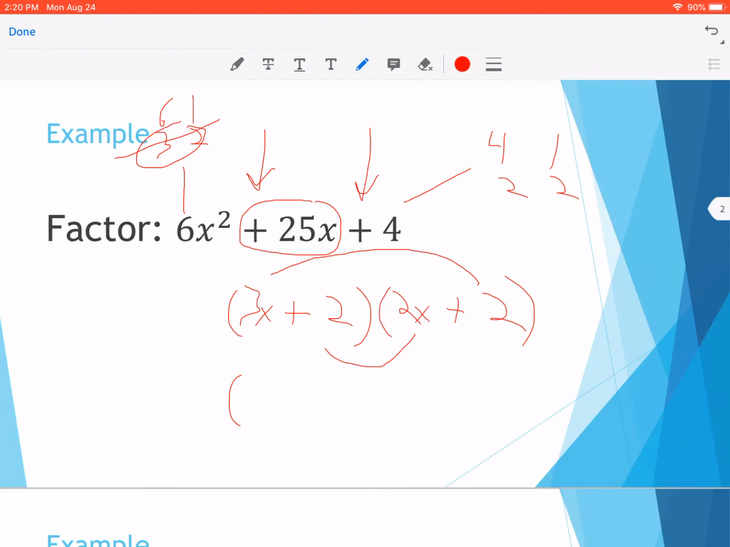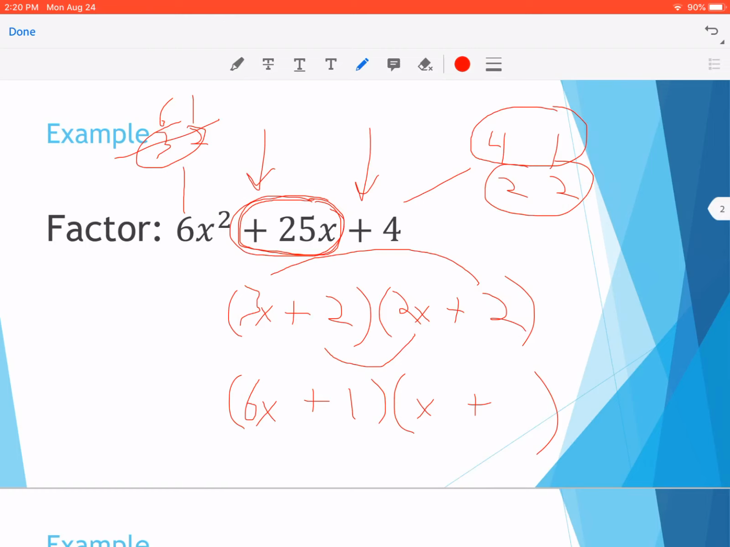So let's look at it again. Remember, I need a pretty high middle number here. So why don't we try 6 and 1? Remember, 6x times x, that's the same as 1x. You know you got pluses and pluses here. Now I can either try my 4 and 1 combination or my 2 and 2. And again, here's where just kind of knowing that you need to get a really high middle number here. I think I'm going to try 1 and 4. But if I put a 1 here and a 4 here, let's see if that works.